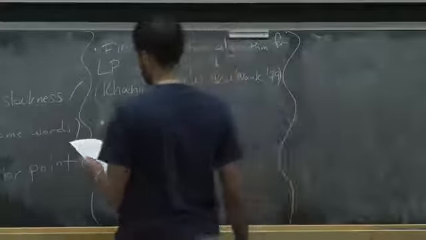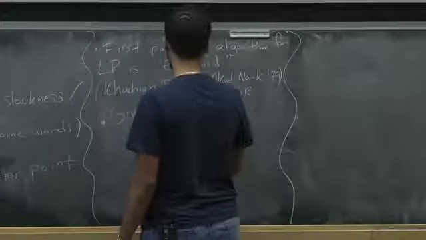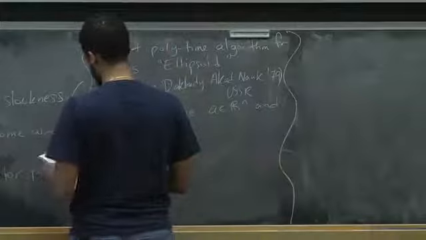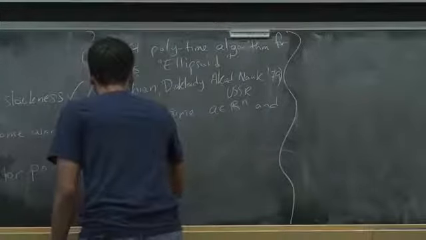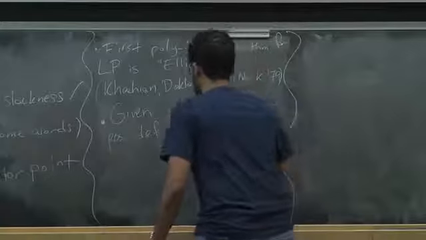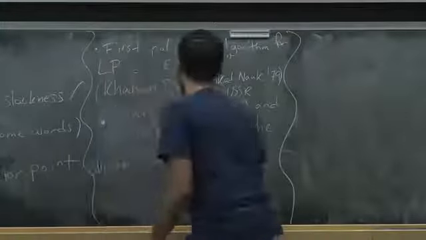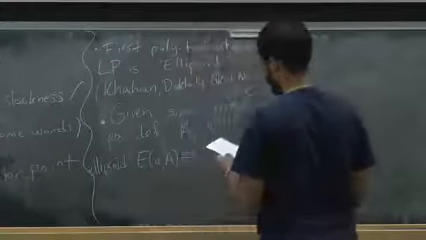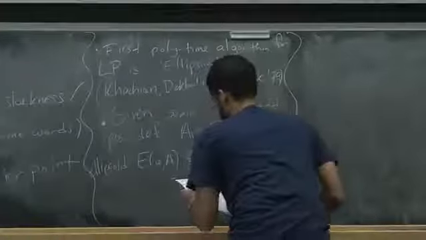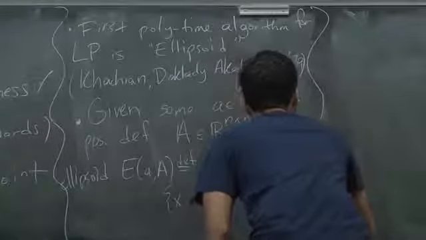So, given some a in R^n, as well as a positive definite matrix A, the ellipsoid E(a, A) is defined to be the set of all x such that (x - a)^T A^{-1} (x - a) is less than or equal to 1.